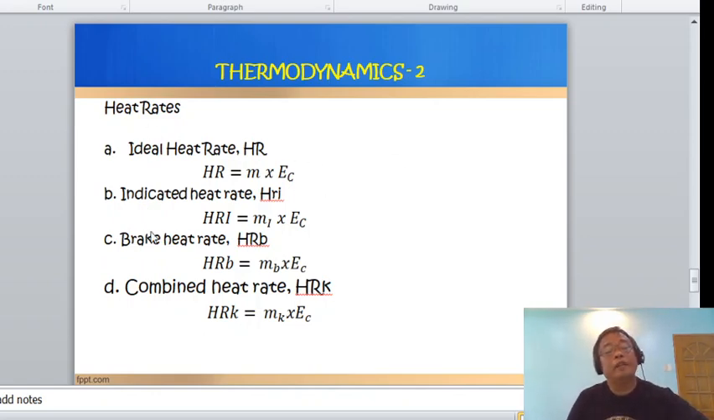If you study the presentation of the equations, they are very similar to each other. For the ideal heat rate, HR equals m multiplied by the energy chargeable. Indicated heat rate, HR sub I, is m sub I times the energy chargeable. Brake heat rate is m sub B multiplied by the energy chargeable. Combined heat rate is m sub K multiplied by EC.